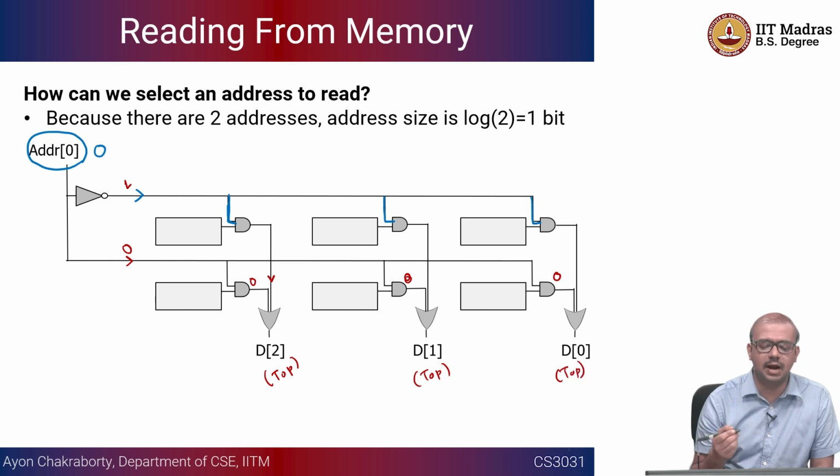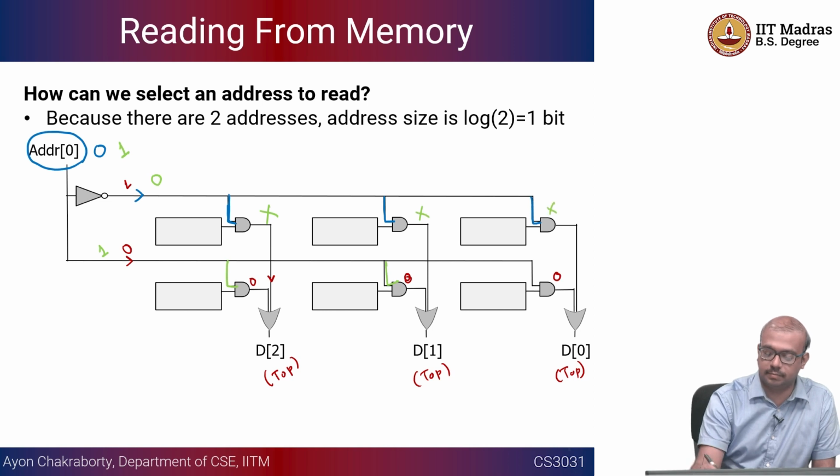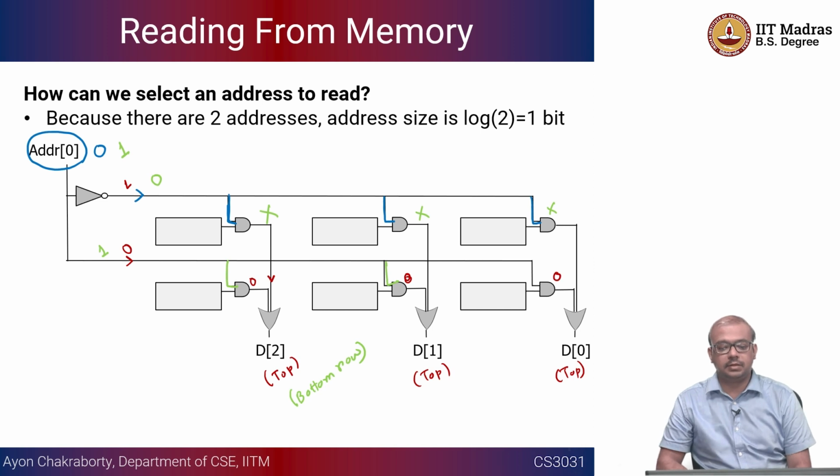And you can very easily understand that if address is equal to 1, then we are going to get the contents of the bottom row. If the address becomes 1, this is going to become 0 and this is going to become 1. In that case, we are going to get the bottom row, and this is going to be deactivated. So green is the bottom row. So this is how we read from the memory. This is the word line.